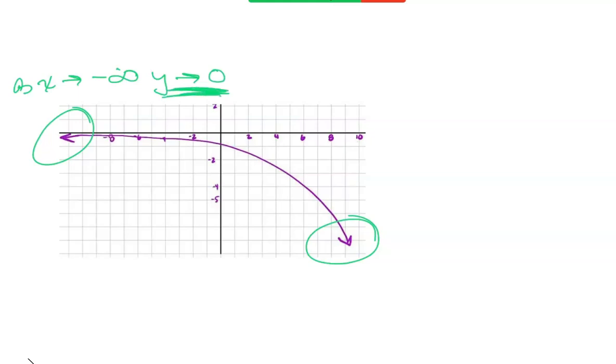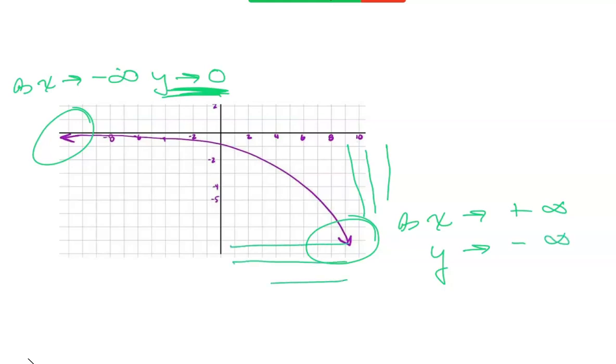This one is more traditional. As x approaches positive infinity, because you're reading off of this axis, x's are getting bigger and bigger. What's going to happen to y? Y is going to approach -infinity because you're reading off of here, and those values are getting lower and lower.